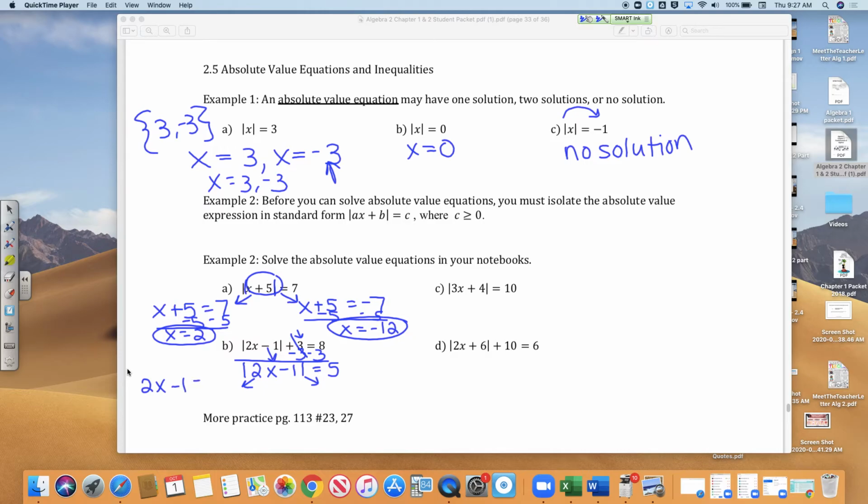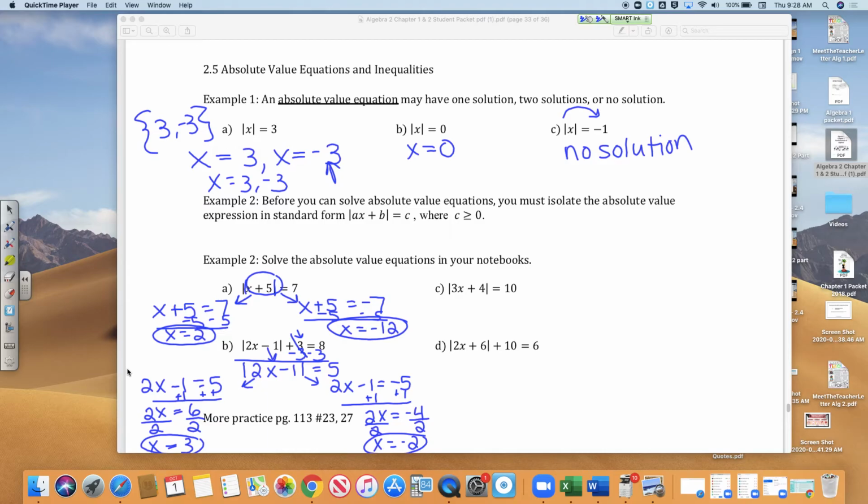So 2x minus 1 equals 5 is one equation we will solve, and 2x minus 1 equals negative 5 is the other equation we will solve. For both of these problems, we're going to complete the same two steps. Adding 1 to both sides, I get 2x equals 6. Dividing by 2, I get x is equal to 3. This is one solution for this problem. Similarly, adding 1 to both sides, I get 2x equals negative 4. Dividing by 2, I get x equals negative 2.